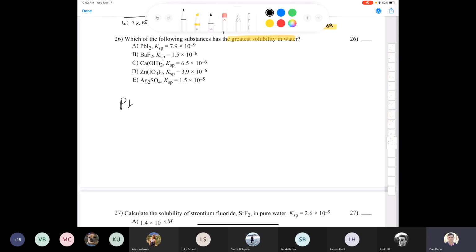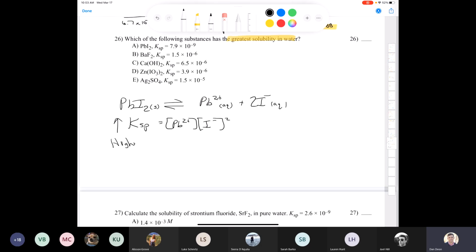If we have lead(II) iodide in equilibrium with lead(II) ions plus iodide ions, our Ksp is going to be equal to the concentration of Pb2+ times the concentration of iodide squared. So that means the higher the Ksp, the greatest formation of ions, which is another way of saying greatest solubility.